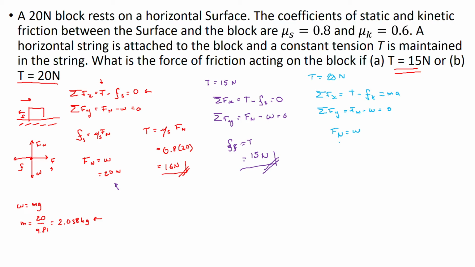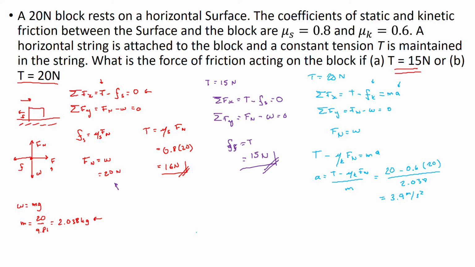We now need to find the acceleration to find this friction force. From there I know that the tension minus mu k times the normal force is equal to the mass times acceleration. So the acceleration is equal to the tension minus mu k times the normal force, which is equal to the weight, over the mass. Thus this is 20 minus 0.6 times the weight, which is 20, over 2.038, and this is going to be equal to, if I'm right, 3.9 meters per second squared.